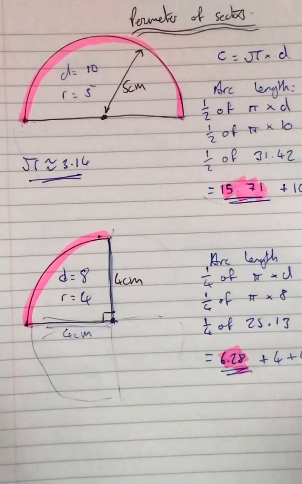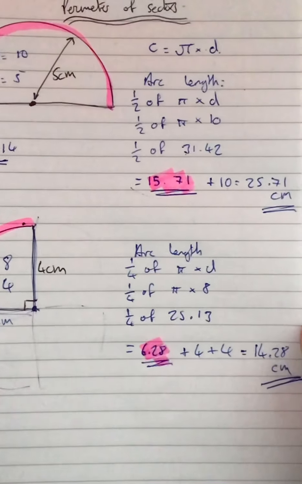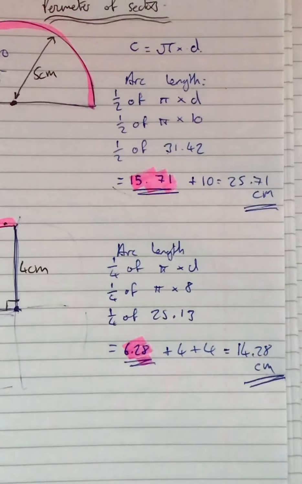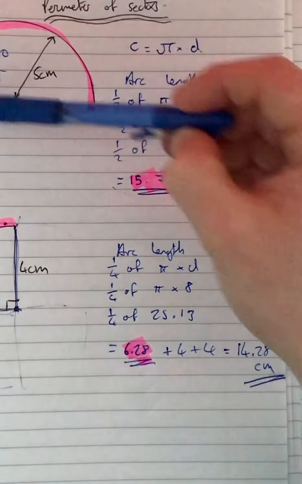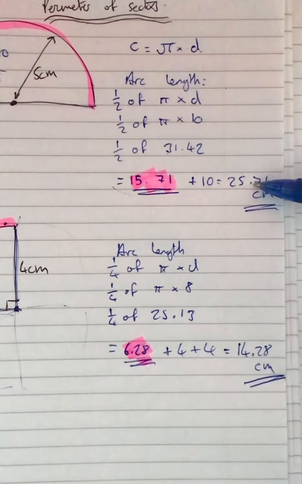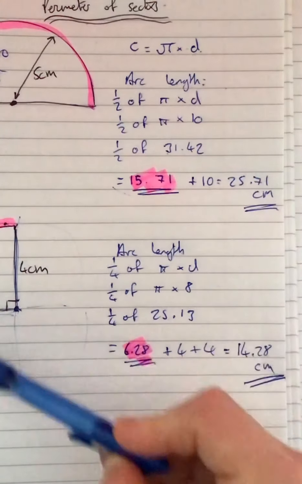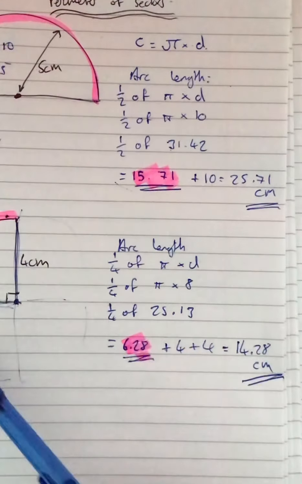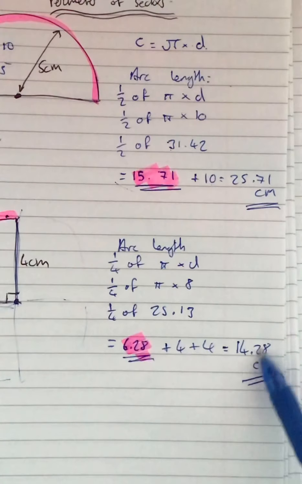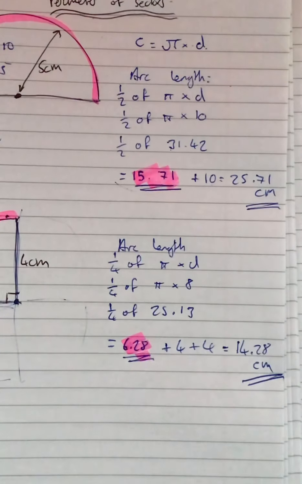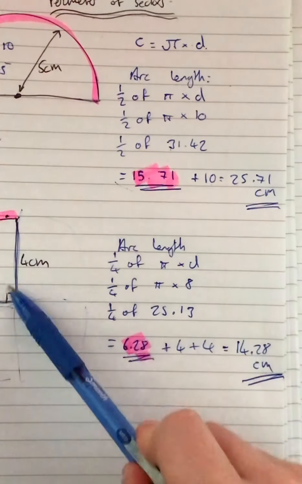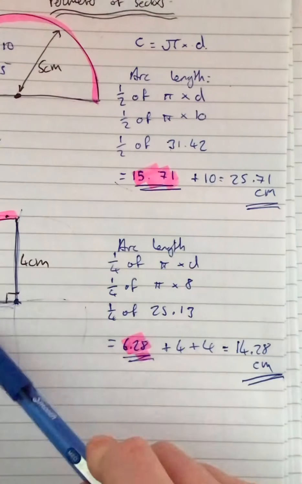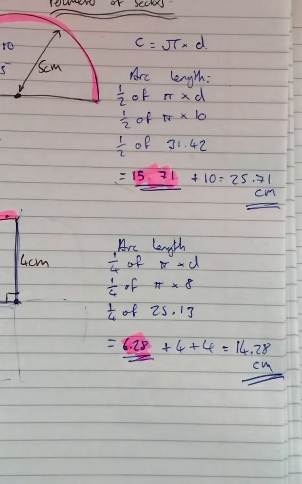Okay, so let me just move the sheet across so you can see the rest of that working, guys. So, for this one, arc length, add 10, is 25.71. Arc length plus 4 is 14.28. Okay, so the only extra work you're having to do, guys, is remember to add the straight lines as well as the curved part.